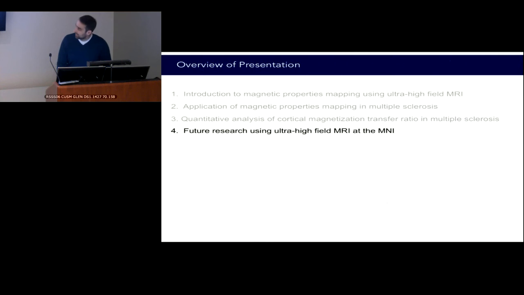So last, I'd like to talk about some future research in high field MRI at the MNI. As Eve mentioned, there's a 7T human MRI scanner being installed at the MNI in October, which is very exciting. It's pushing the limits, and I encourage any of you who are interested in doing high field imaging to contact me or get involved in this research.